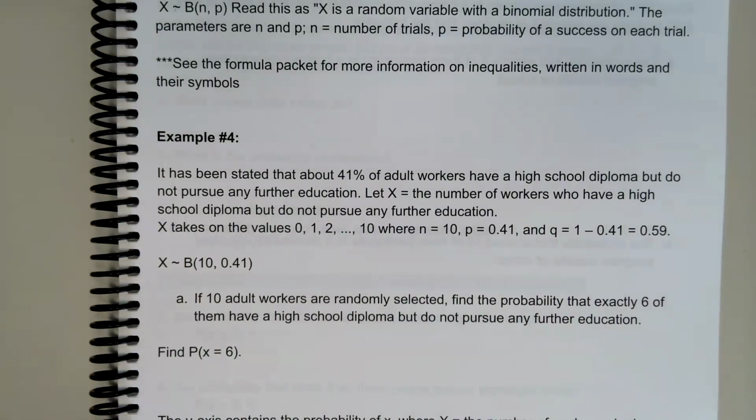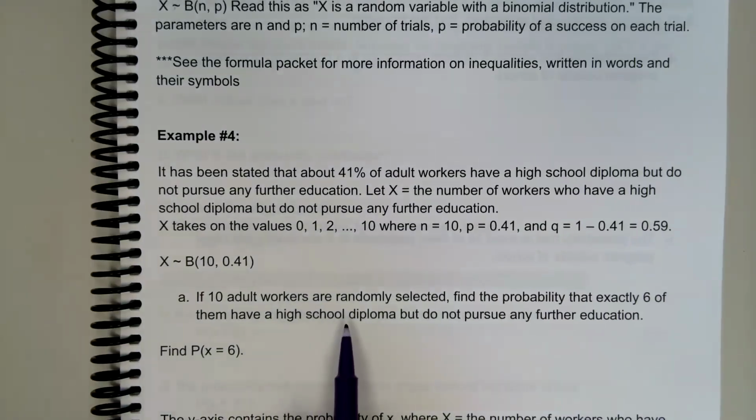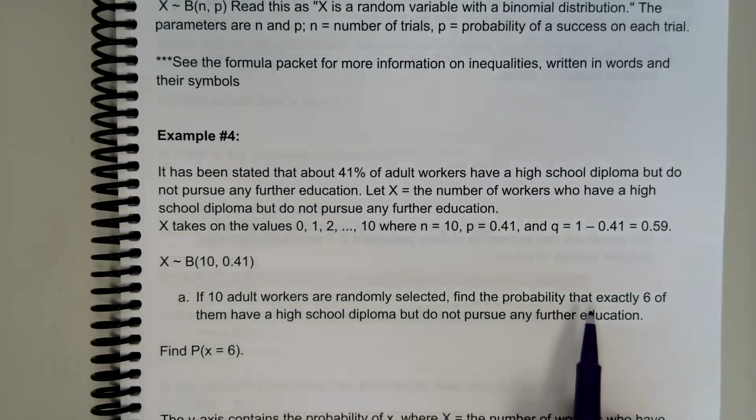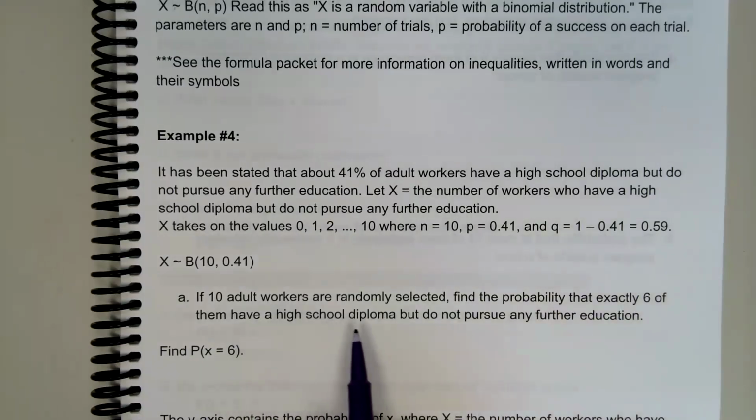And it says if 10 adult workers are randomly selected, find the probability that exactly 6 of them have a high school diploma but do not pursue any further education. So we need to find the probability that X equals 6.